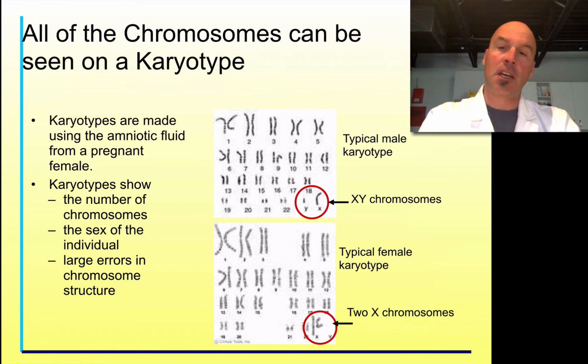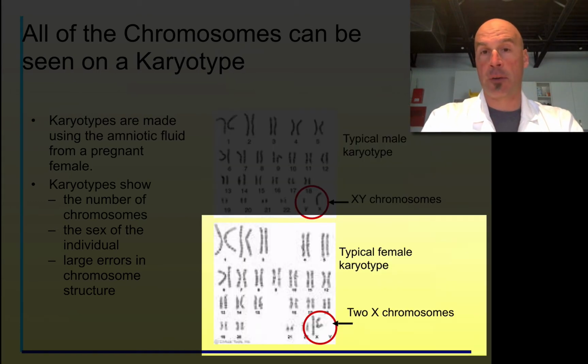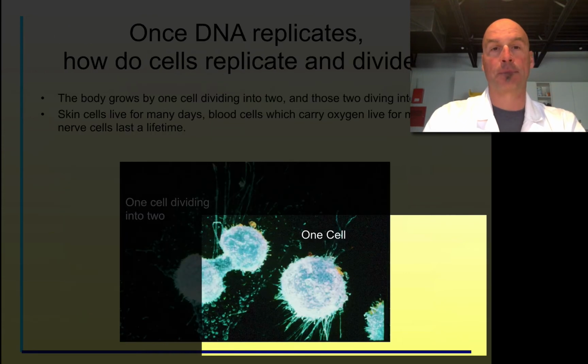And as you can see here, here's a typical male karyotype. You'll notice the XY. And a typical female karyotype, where you have 2 X's to determine the sex of the offspring.